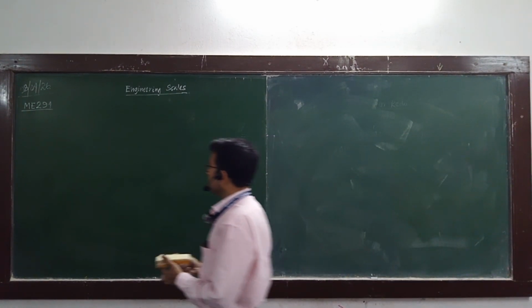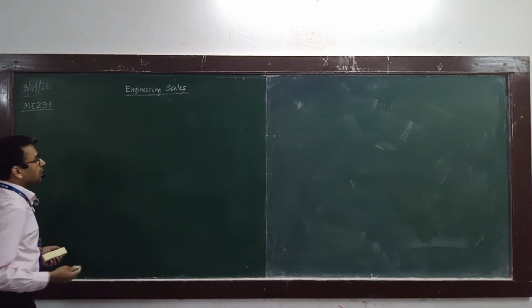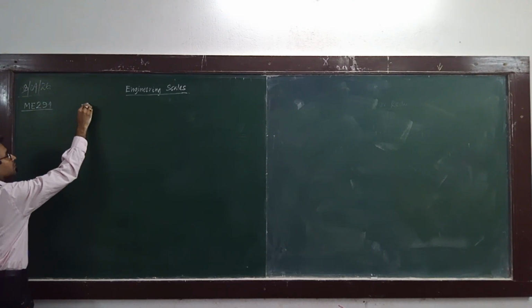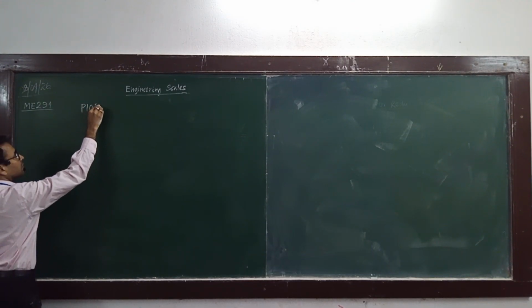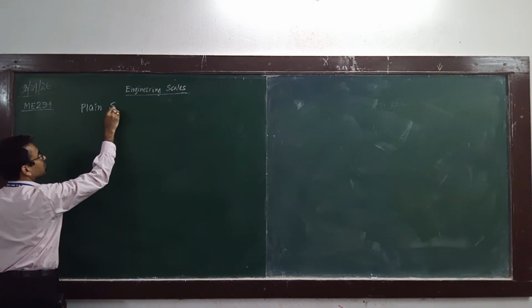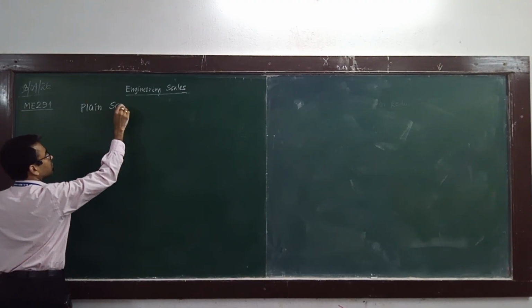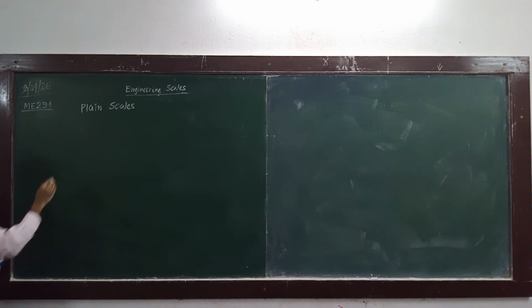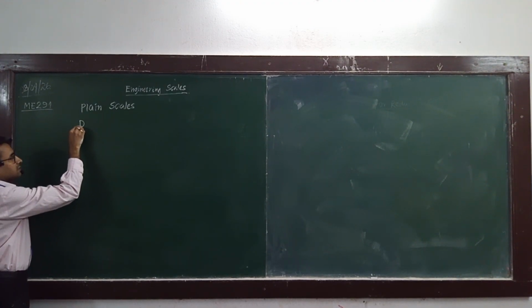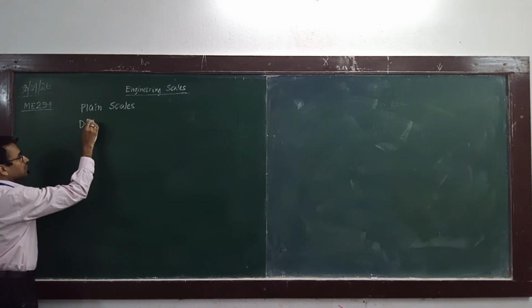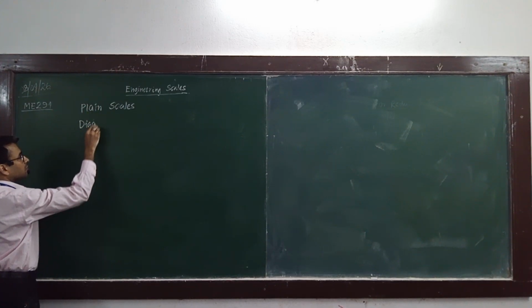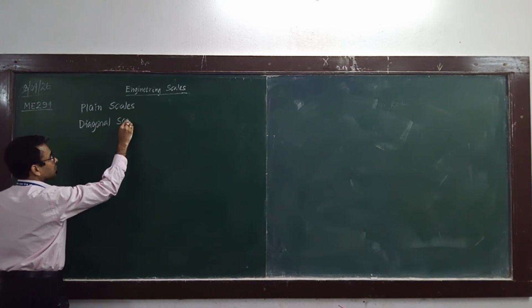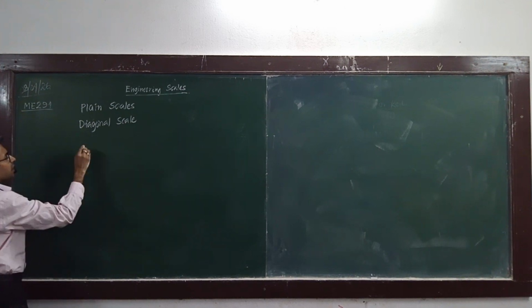So we will discuss three types of scales in our course. One is called plain scale. Plain scales, diagonal scales, and Vernier.